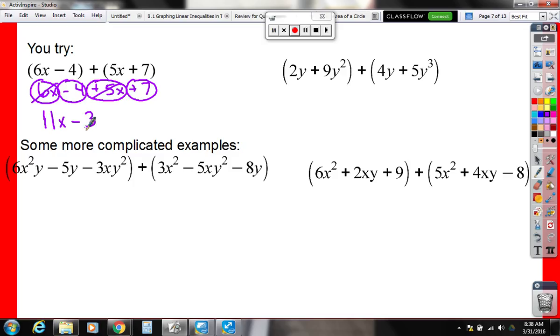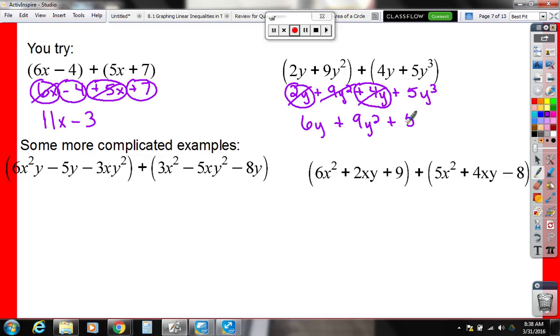Okay, in the next example, as I walked around, most of you did a good job with this, just maybe didn't put it in standard form. So we have 2y plus 9y squared. I'm just going to rewrite this without the parentheses. First term is 2y, and it has a like term of 4y. Combining those gives us 6y. 9y squared is all by itself. There are no other y squared, so we just have 9y squared. And we only have one y to the third power.